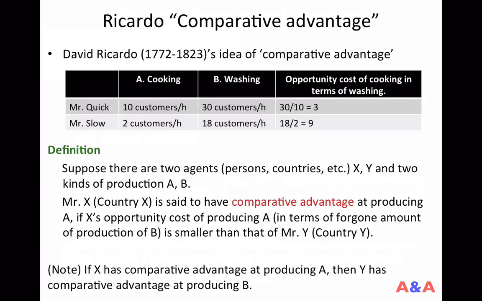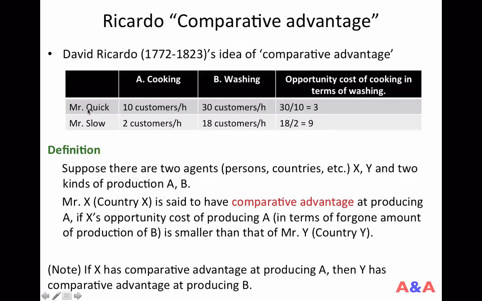And this phenomenon was first formulated by David Ricardo. Now I want to explain David Ricardo's law of comparative advantage. So let me first explain what comparative advantage is. For each person, let us compute the opportunity cost of cooking in terms of washing. For Mr. Quick, the opportunity cost of cooking in terms of washing is 30 over 10 equal 3.